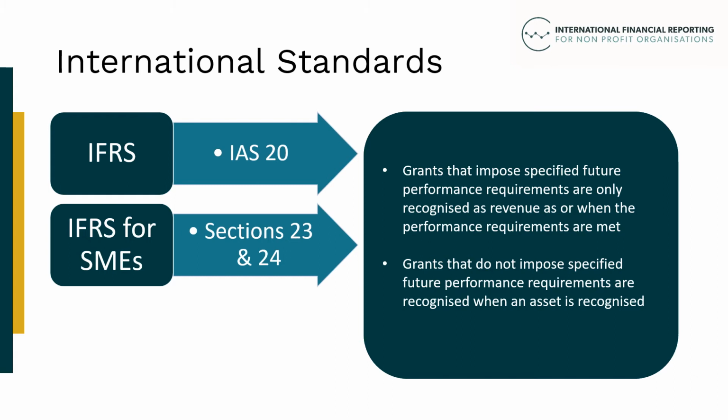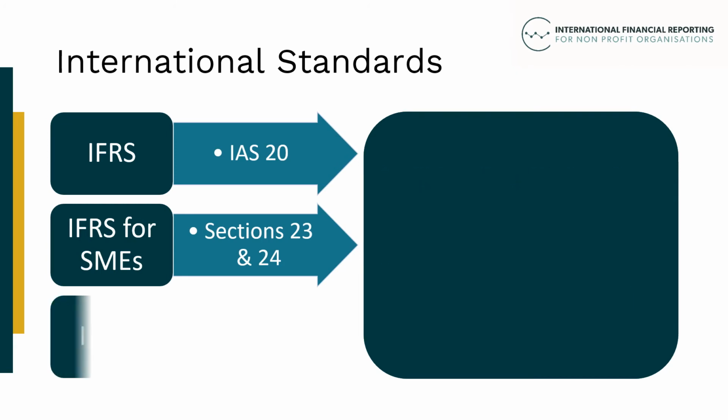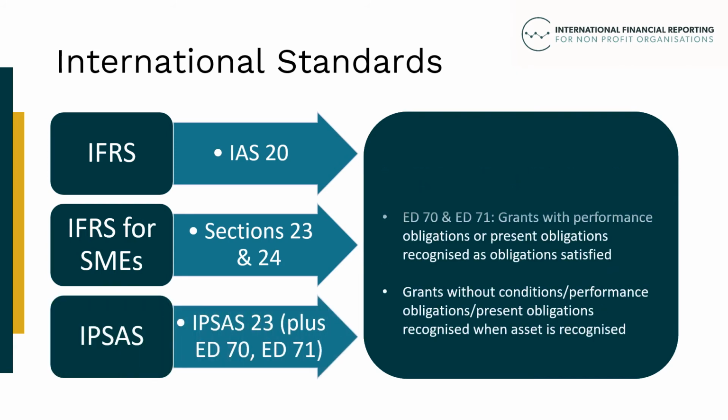As such, IFRS for SMEs has no specific provisions for non-exchange revenue other than government grants. Under IPSAS, IPSAS 23 addresses non-exchange revenue. IPSAS 23 requires that grants with conditions are recognized as revenue as and when conditions are satisfied. Grants without conditions, including grants with restrictions, are recognized as revenue when the asset is recognized.